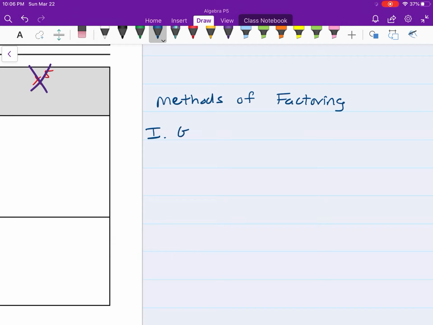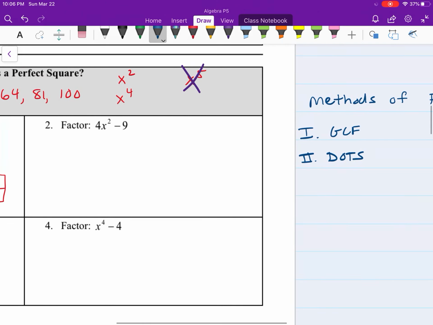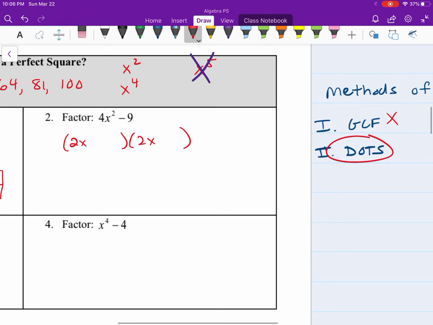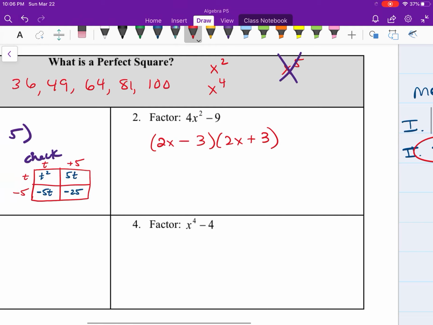All right, from Friday, greatest common factor. Today, difference of two perfect squares, or dots. Well, let's see. Does 4x squared and 9 have something in common? No. So it's not going to be GCF. It's going to be dots. Set up two parentheses. Okay, what times what is 4x squared? That's 2x times 2x. What times what is 9? 3 times 3. One has to get a minus sign, and one has to get a plus sign. And it does not matter the order.